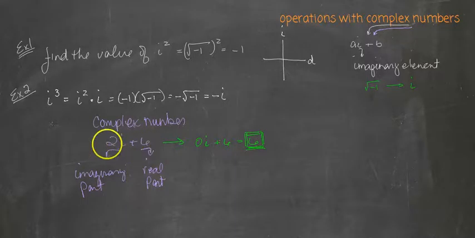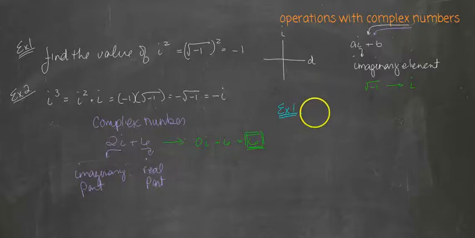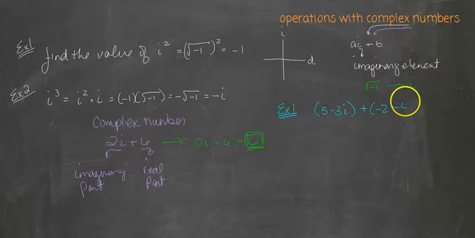And you may have noticed also that a complex number looks an awful lot like a polynomial, right? If i were an x instead of an i, it would just be a polynomial. And it turns out that we operate these exactly the same way. So let's do a couple of examples to show that. So let's add and subtract complex numbers. I'm just going to subtract. So in this case, I would have a complex number, 5 minus 3i, plus negative 2 plus 4i.